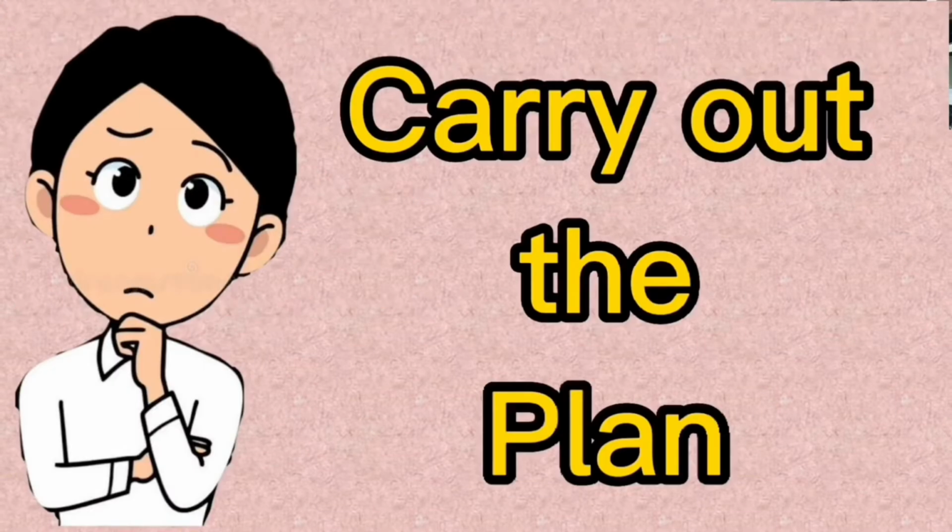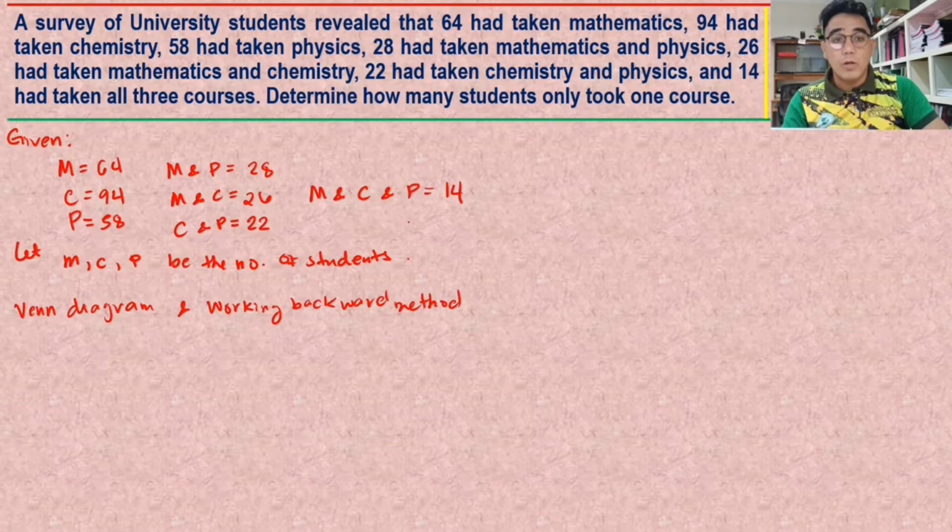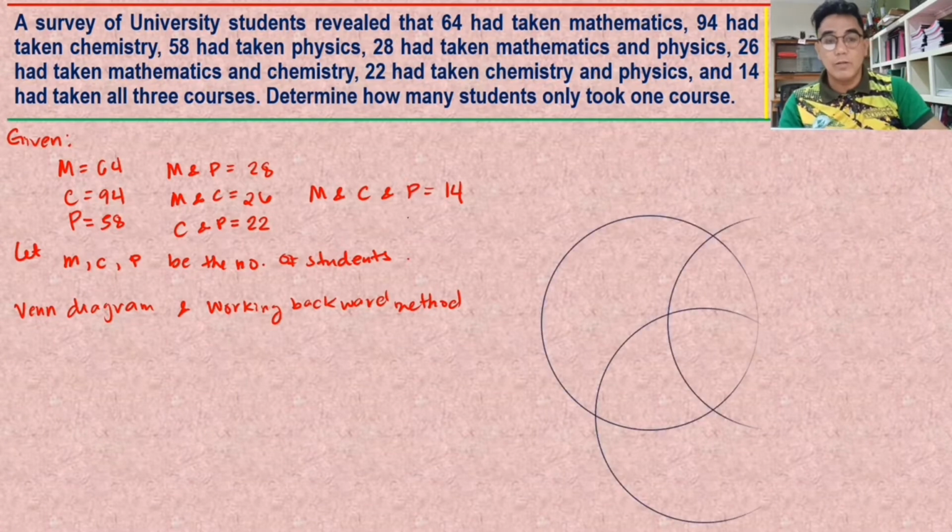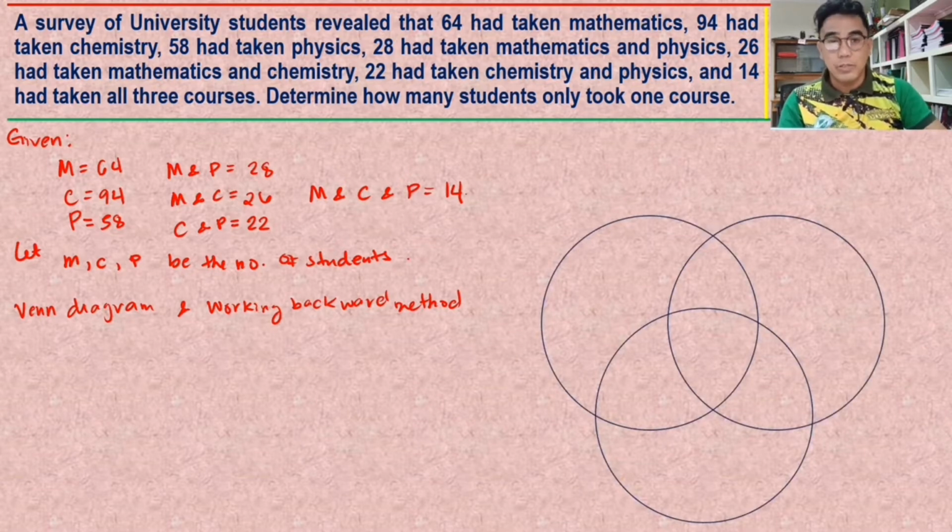Carry out the plan. In this problem, we're going to start the solution using the Venn diagram like this. So there are three circles intended for mathematics, chemistry, and physics. We're going to start the solution from the last quantity given in the problem, and that is 14, who stated that there are 14 students who took all the courses together, and so we're going to put it here.